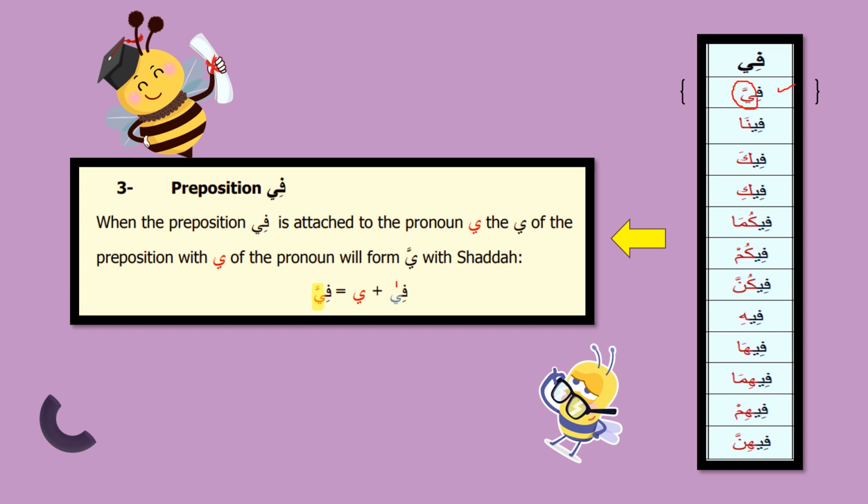And now you can see here fi with this long vowel ya. This is the first ya. And the second ya is our damir, ya mutakallim. So we have two yas. What happened? The two yas came together, overlapped with each other, and it became with the fatha. Fiya, just like alayya and ilayya. So it's the same rule with the fi and the ya mutakallim. And all the other pronouns attach with the same structure, fi with the ya.